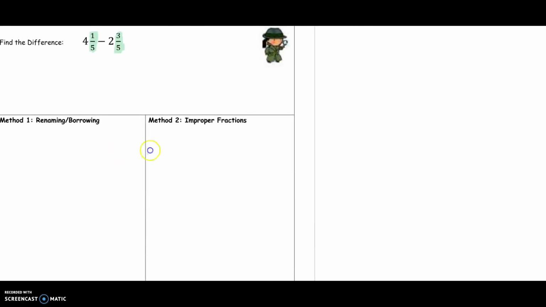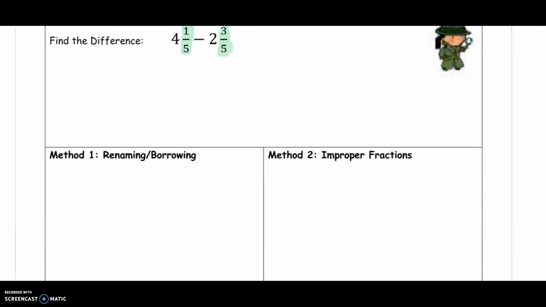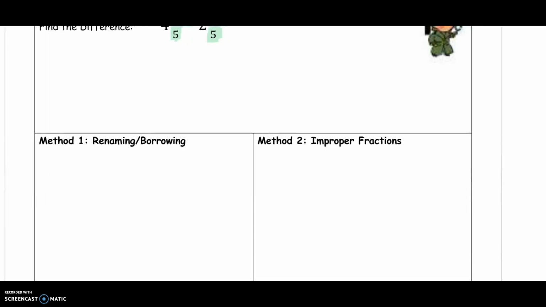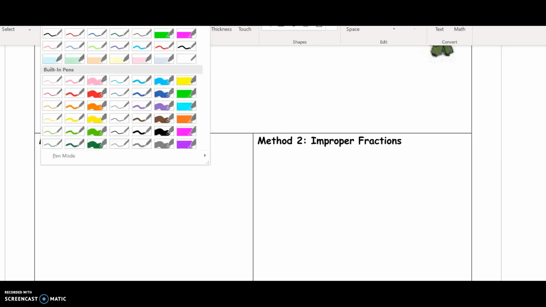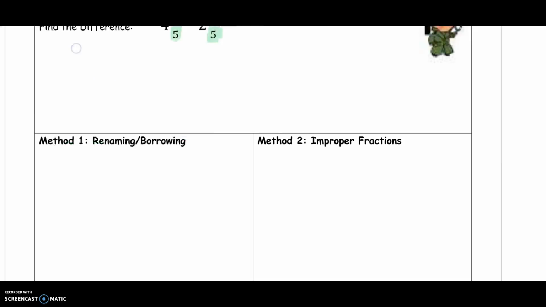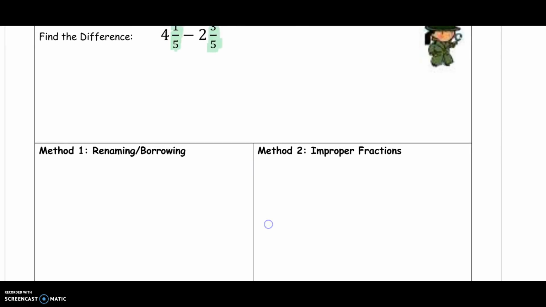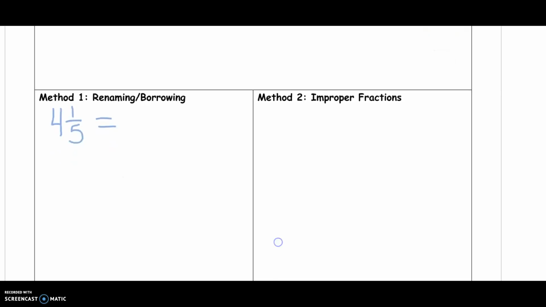One way to do this is to borrow or rename our fractions. So this is just like when we borrow in regular subtraction. When we don't have enough, we borrow from our neighbor. We're going to do basically the same thing. So our original mixed number is 4 1/5. So we're going to borrow from the whole number, which is 4, and we're going to borrow 1 and we're going to make it 3.